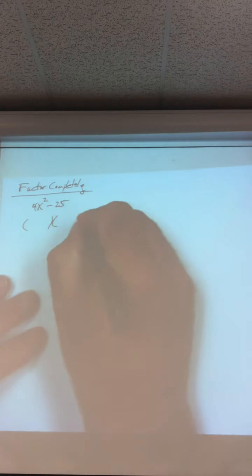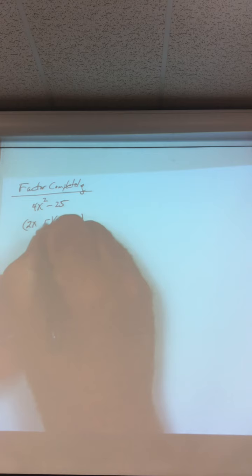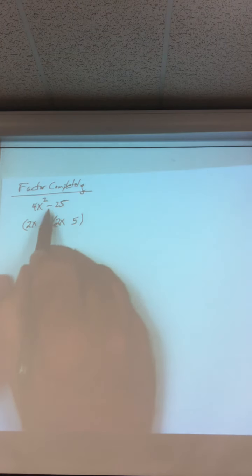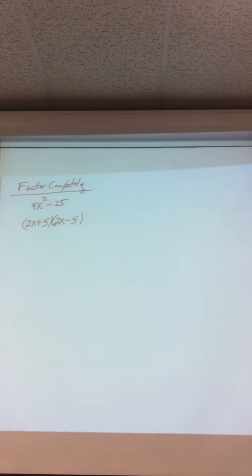Watch how easy this is now. Do your 2 sets of parentheses. 4x squared is 2x and 2x. 25 is 5 and 5. And remember, this minus means the signs are different. It does not matter whether you put the plus first or the plus second, as long as one's plus and one's minus.